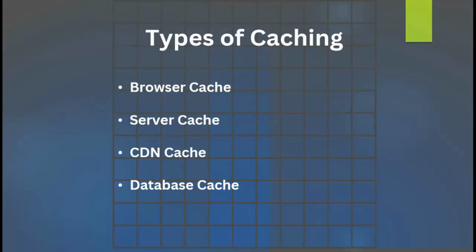Then Content Delivery Network (CDN). CDN cache is a critical component in optimizing web performance by storing copies of web content across multiple geographic locations. Database caching. It is a crucial technique used to enhance the performance and efficiency of database systems.